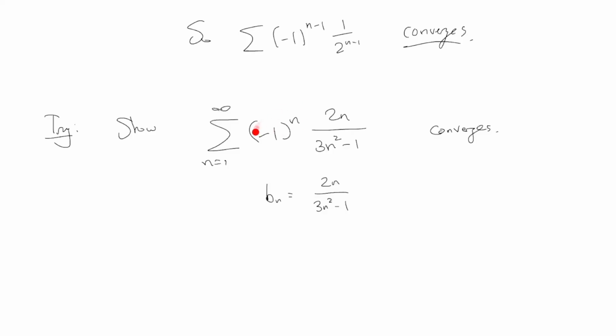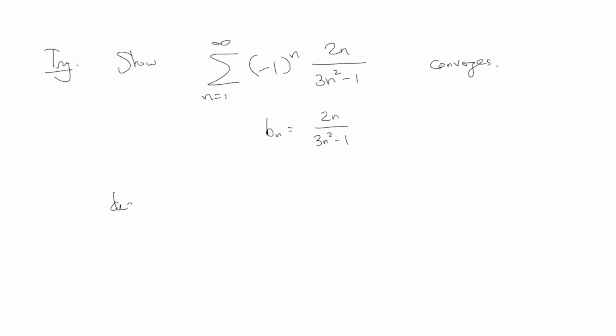So it is okay to ignore the fact that this looks like minus 1 to the n rather than minus 1 to the n minus 1. Anyway, that's my sequence. So I am going to do the decreasing part first. I want to show bn plus 1 is less than or equal to bn. When I plug in, I get 2(n plus 1), and you have to make sure you are properly placing all of your parentheses, over 3(n plus 1) squared minus 1, on this side, and on the right, 2n over 3n squared minus 1.